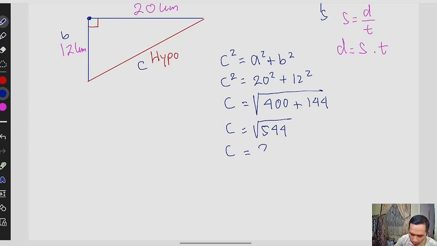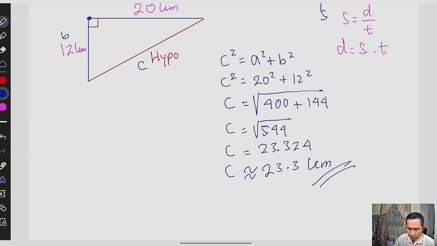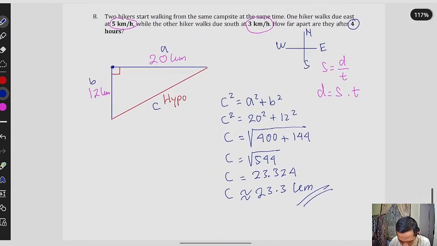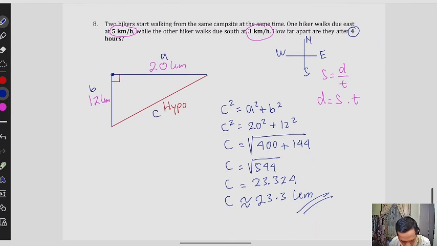The answer in the calculator will be 23.324. Right, so let's round it to three significant figures. So we have 23.3 kilometers. That is the distance between these two people. Okay, that's question number 8. Let's go to question number 9, which is the last question.